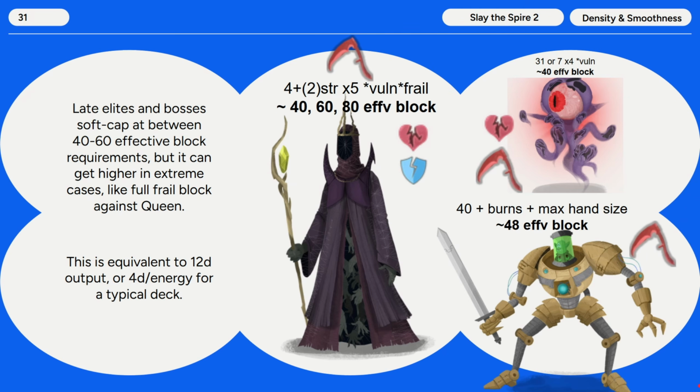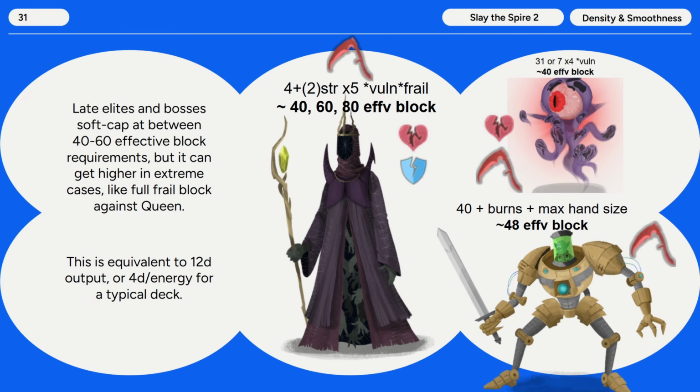And we can apply the same reasoning all the way up to the end of the game. Late elites and bosses are soft capped at between 40 to 60 effective block requirement. It can get higher in extreme cases, like when the Queen is fully Frail and fully Vulnerable against you. So the Queen here does 4 base damage, plus 2 times her strength, and then that's times 5. And you're affected by Frail, and you're affected by Vuln.